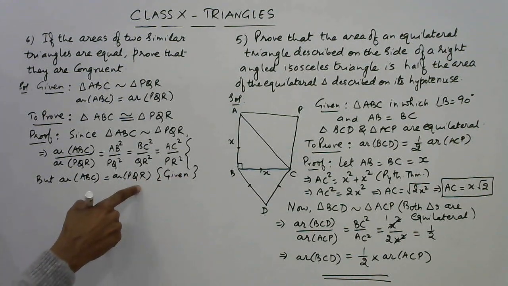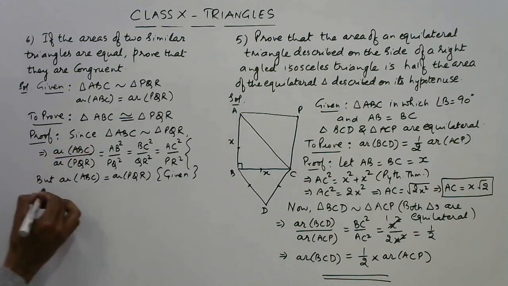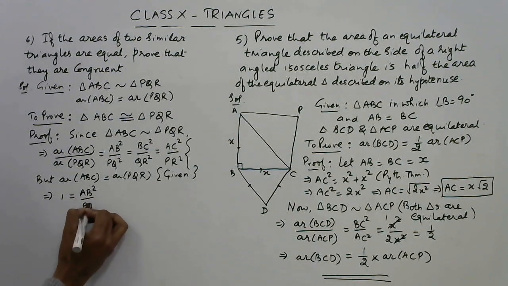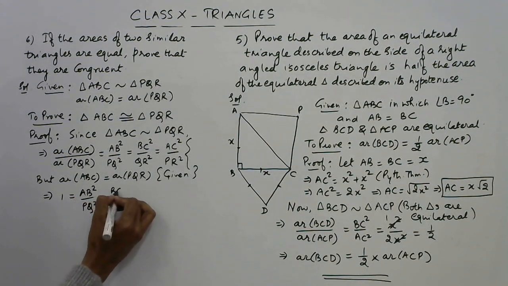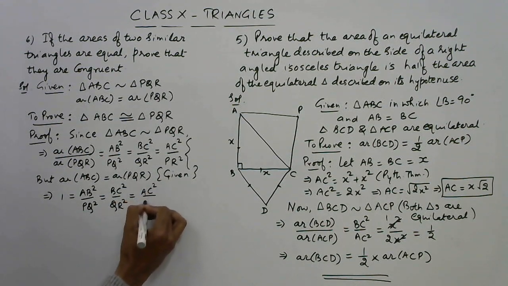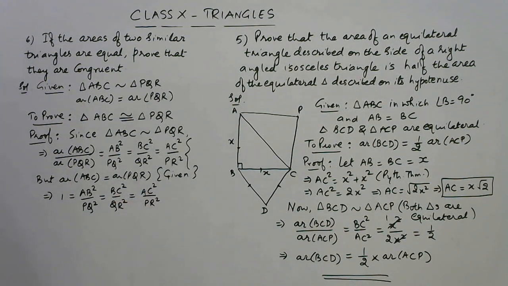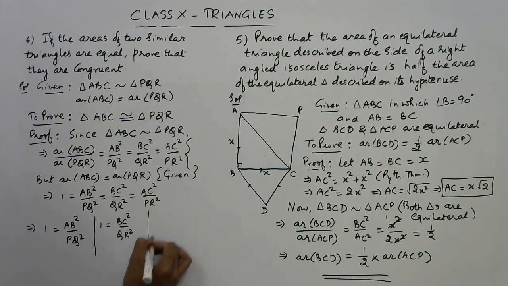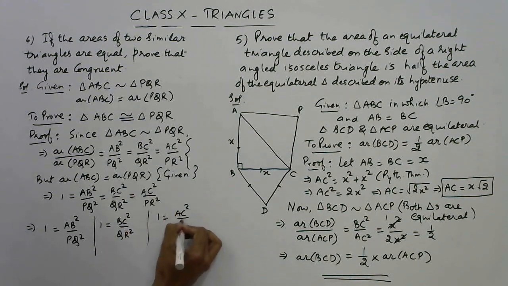So if the areas are equal, then this ratio will get cancelled. That means 1 will be equal to AB square upon PQ square, BC square upon QR square, AC square upon PR square. And now convert this into three parts. 1 equal to AB square upon PQ square, then 1 equal to BC square upon QR square, then 1 equal to AC square upon PR square.